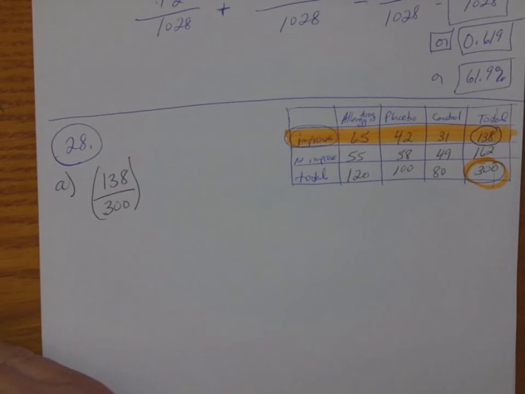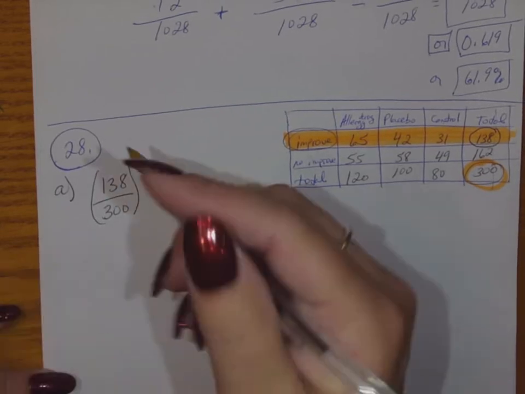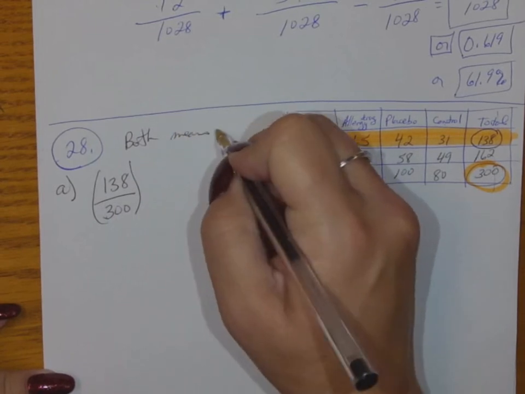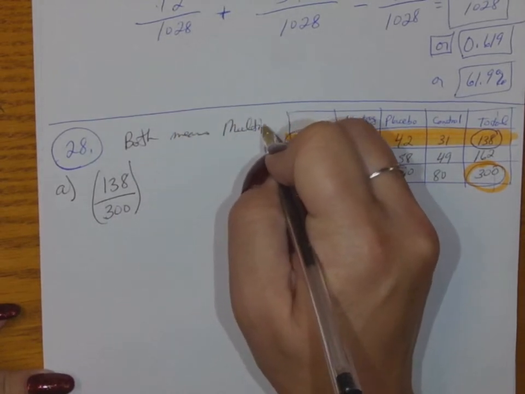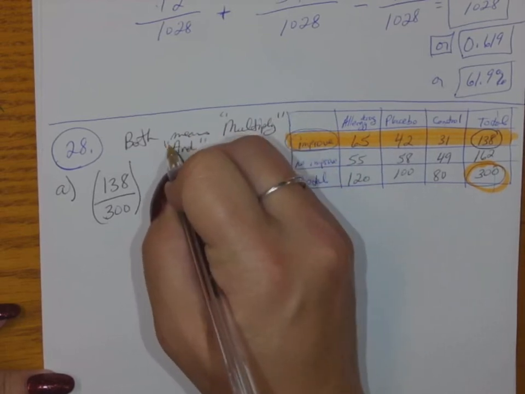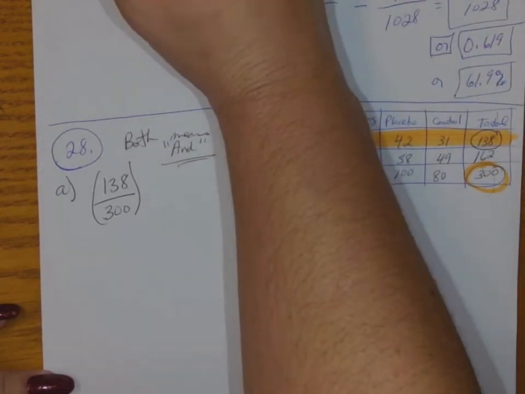Okay. But they don't want just that. They say, what's the probability that if 2 selections are made with replacement, the probability that both people have improved. Now, both means multiply, right? We want this one and we want that one. Up here, this was or.